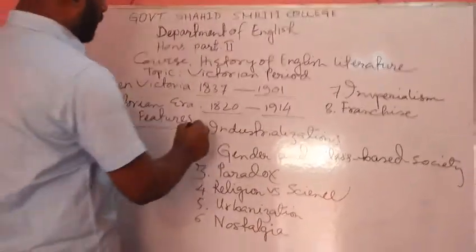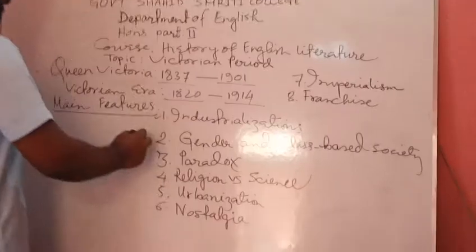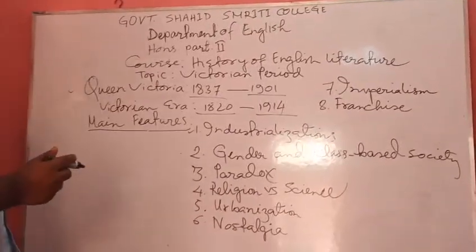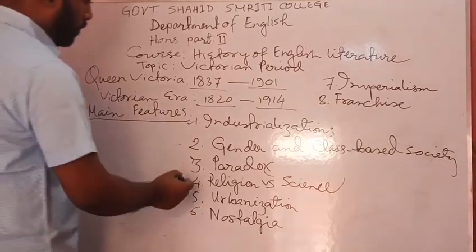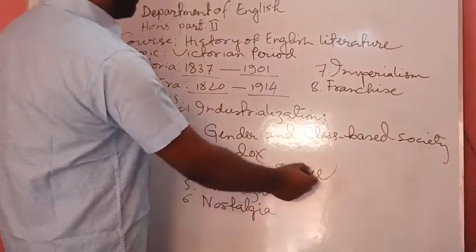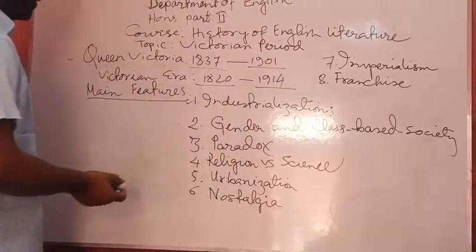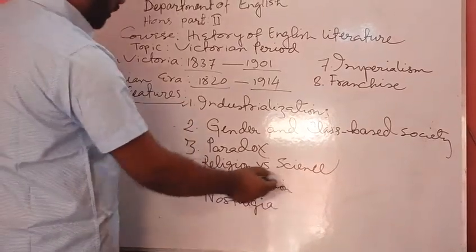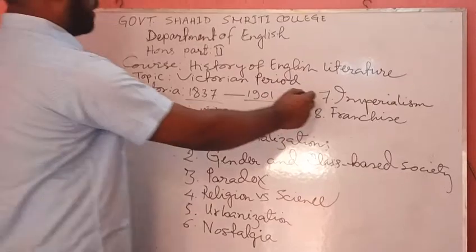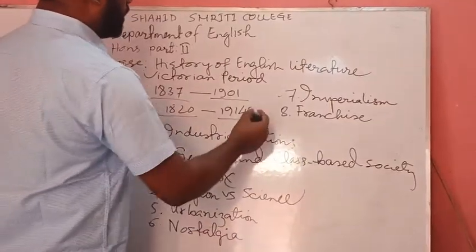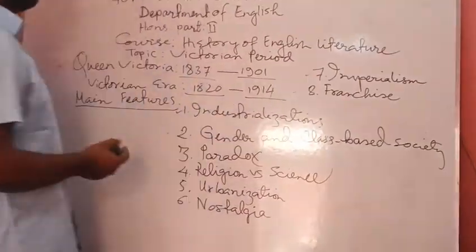First comes industrialization, 2. gender and class-based society, 3. paradox, 4. religion versus science, 5. urbanization, 6. nostalgia, 7. imperialism, and 8. franchise.